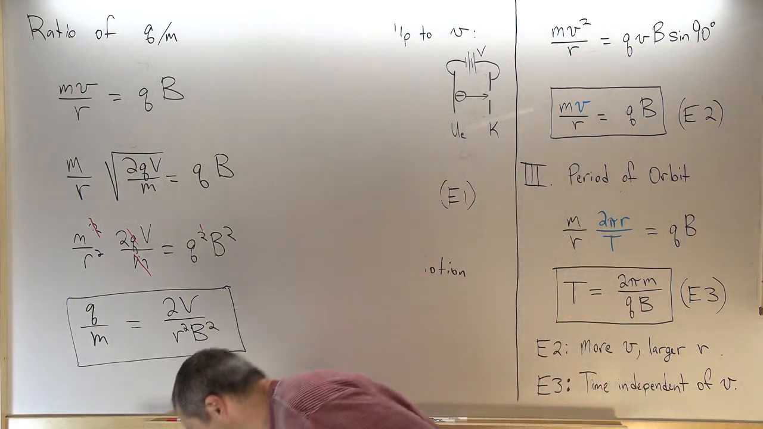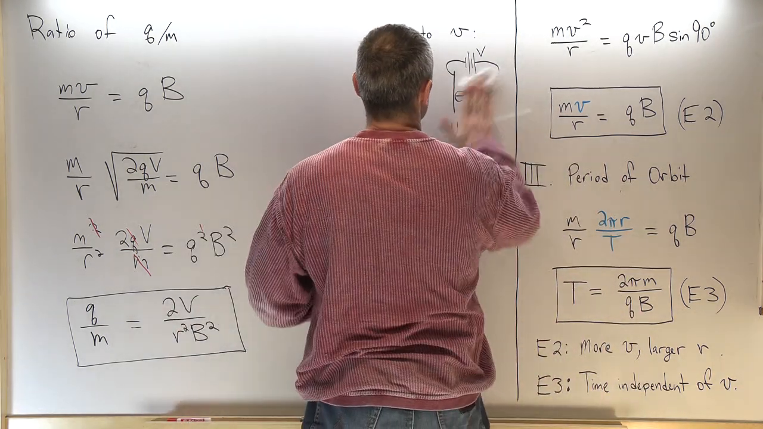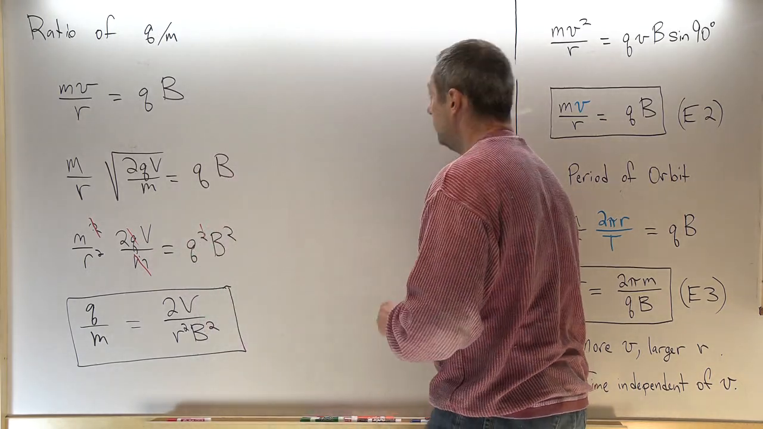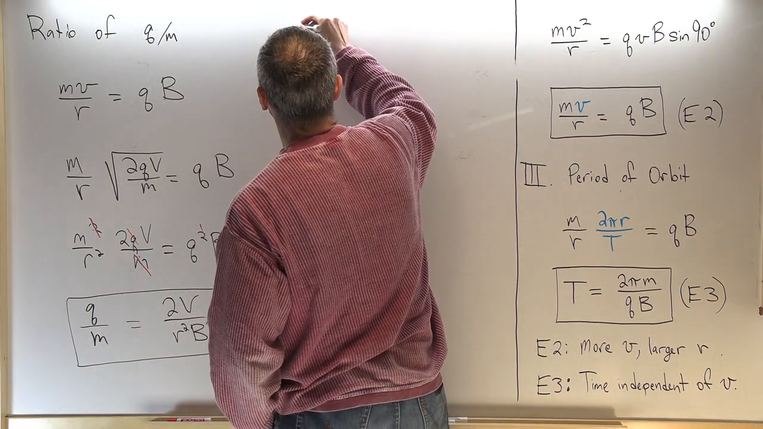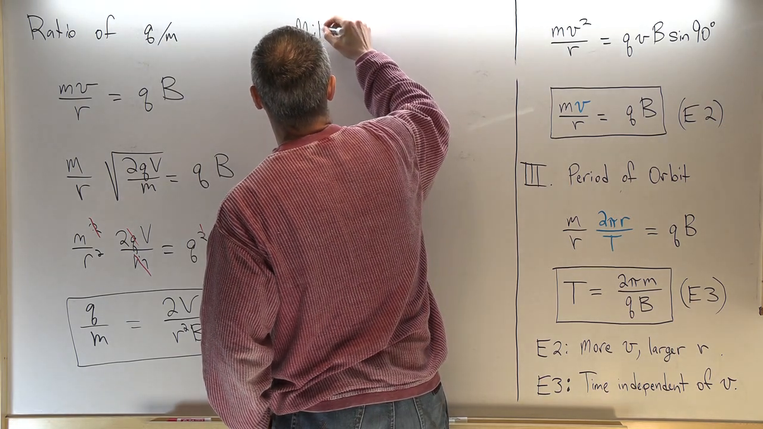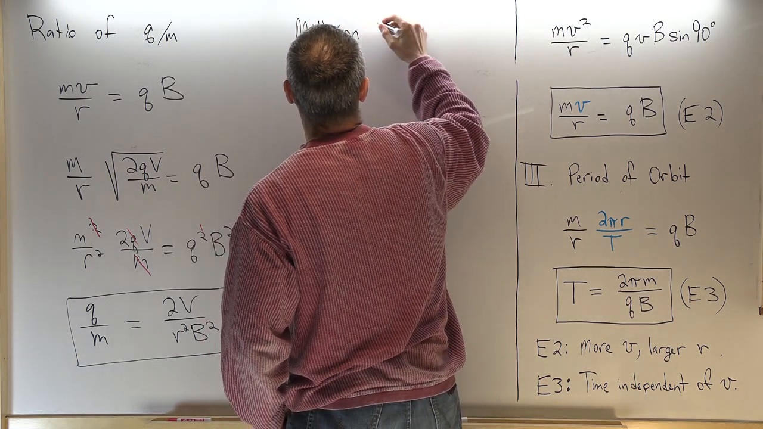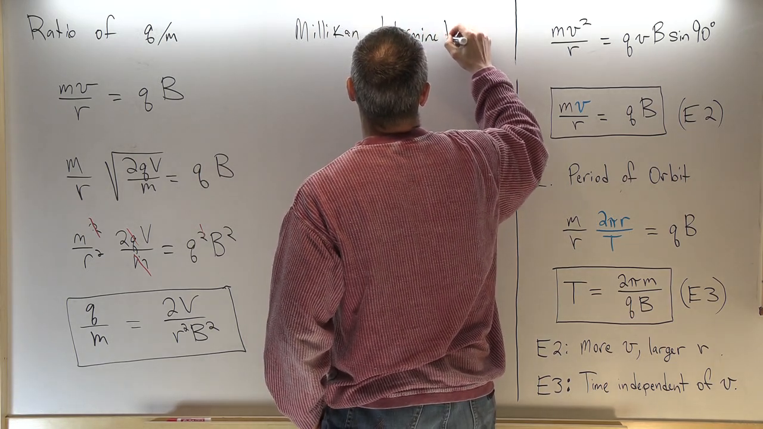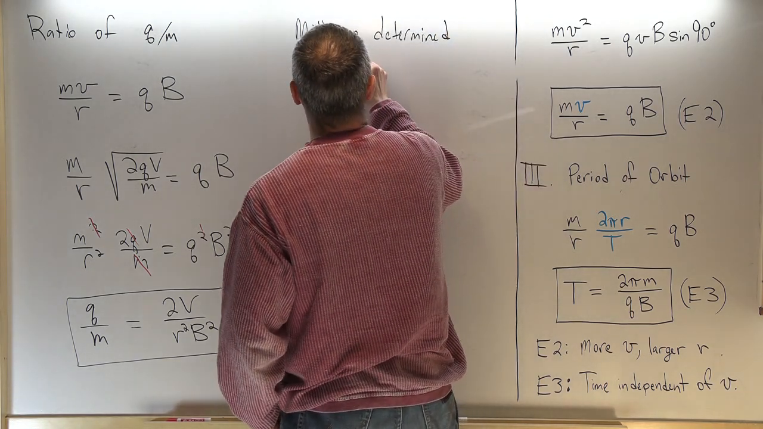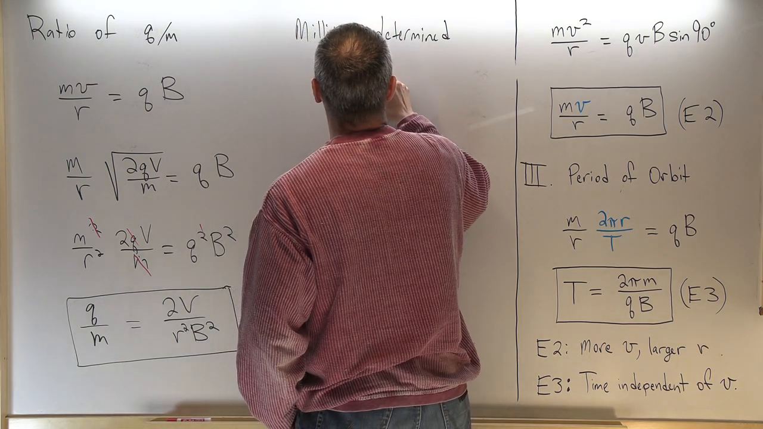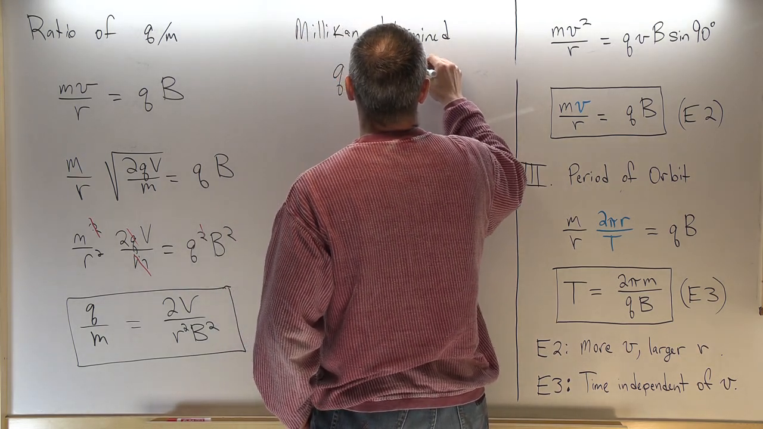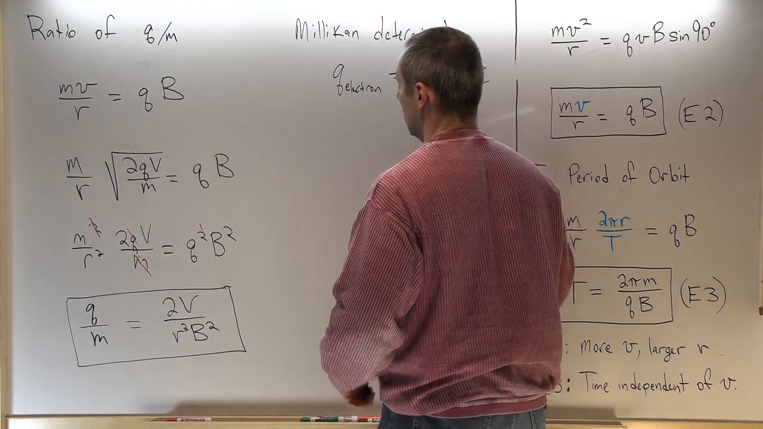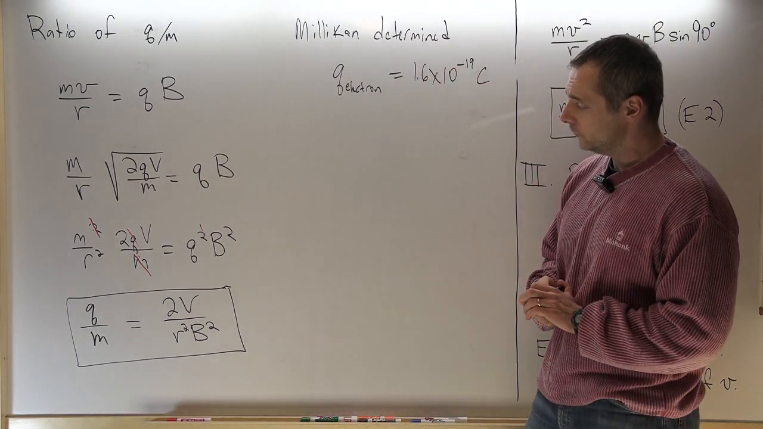Then, later, there was a scientist by the name of Millikan and he determined the charge of an electron as 1.6 times 10 to the minus 19th, which we know, we've used that before in this course.